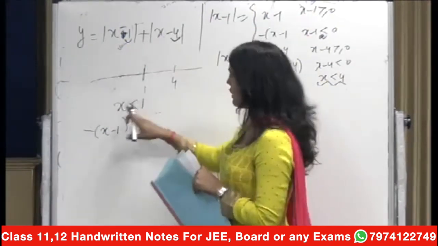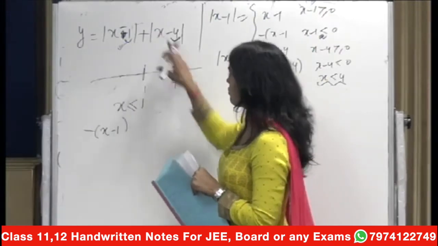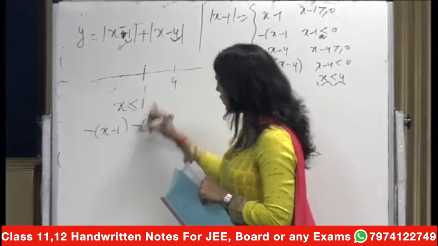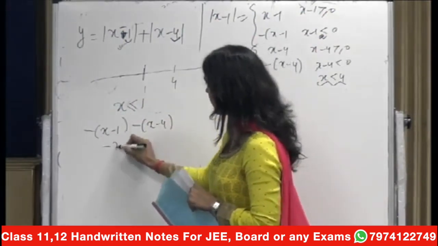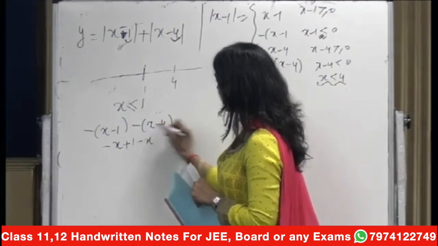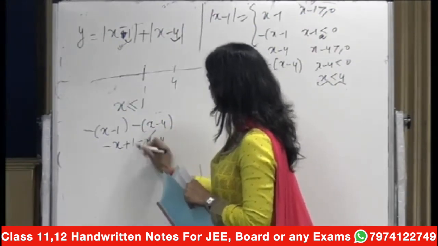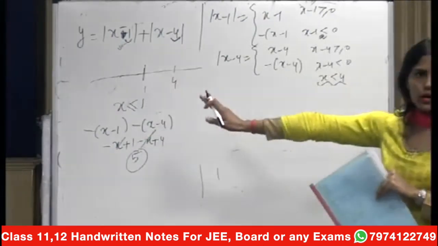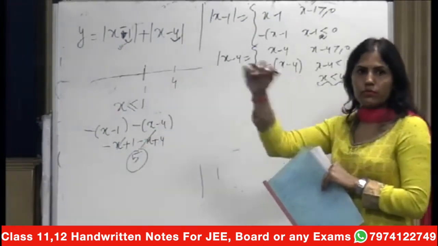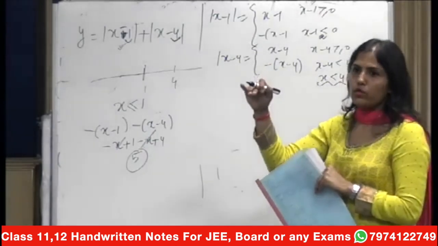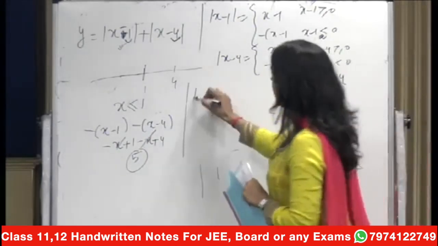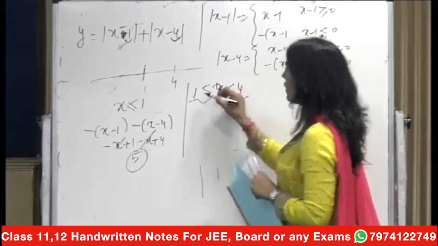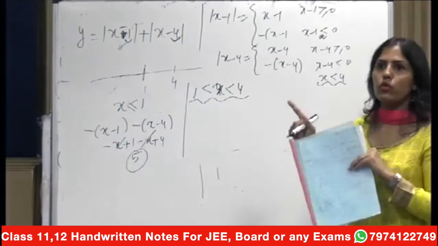So for these values, this will be negative, this will be negative. So it means for such values, when you draw the graph, it will be minus x plus 1, minus x plus 4. So 5 only. It means for x less than or equal to 1, our graph will be 5. It will be 5 only. Okay. Now for values lying between 1 and 4.